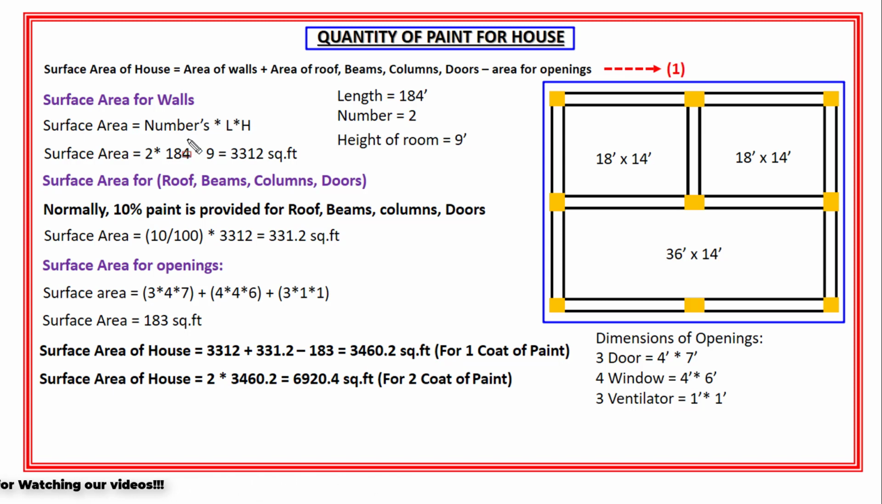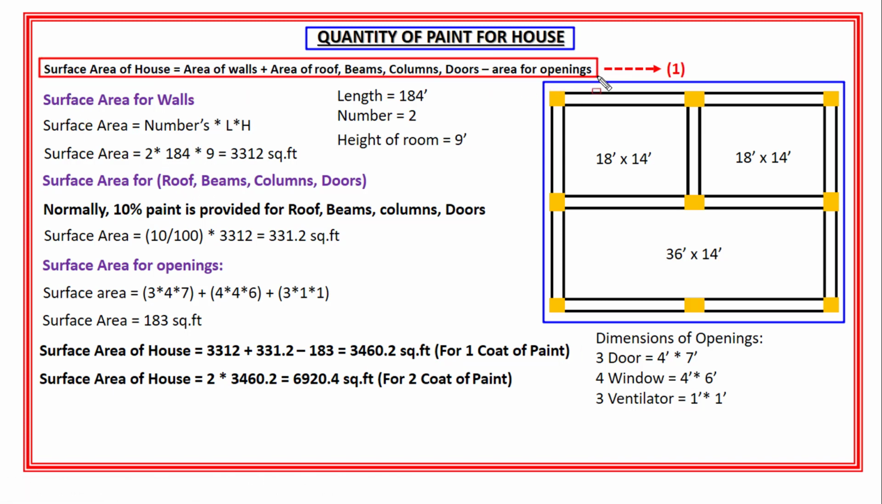Now here for the surface area of the house, I have created my own formula, which is equal to surface area of the walls plus surface area of the roof, beams, columns and doors minus surface area of the openings. So this is the simple formula that I have created and I hope that you will find this formula very easy and helpful. So let's name this formula as equation 1, right?